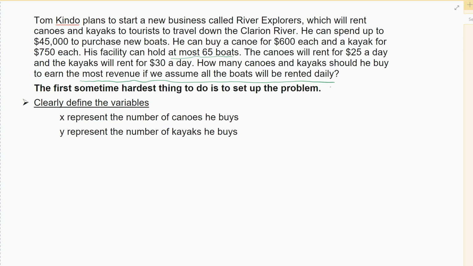We're going to buy kayaks and canoes. So X is going to represent the number of canoes he's going to buy. Y is going to represent the number of kayaks he's going to buy, right? That's what we're looking into. How many of those can we buy? And so your variables are always what you're trying to solve for. What do I need to find? X's and Y's are always what we're trying to find.